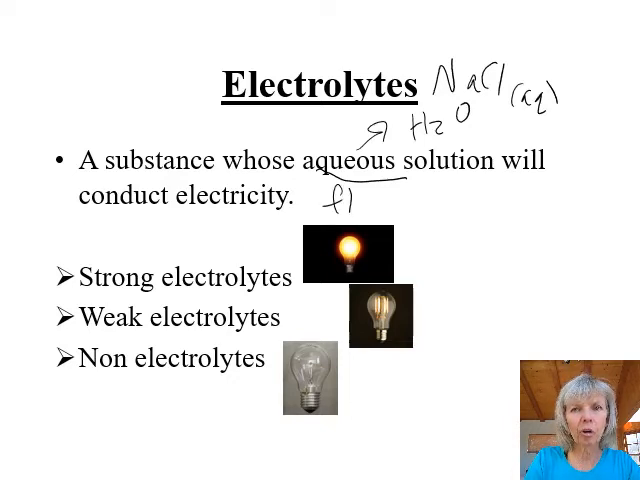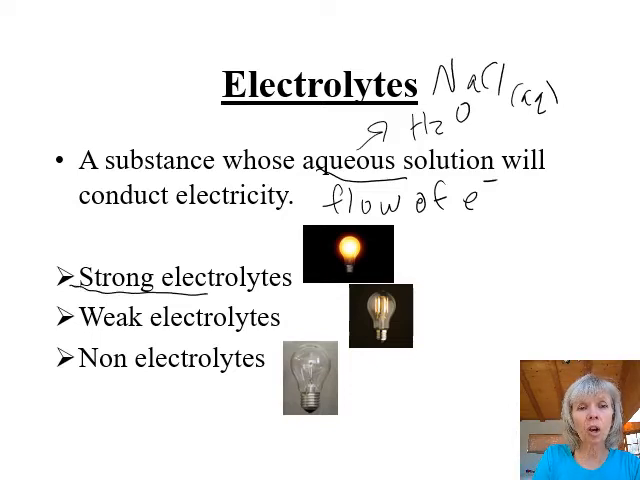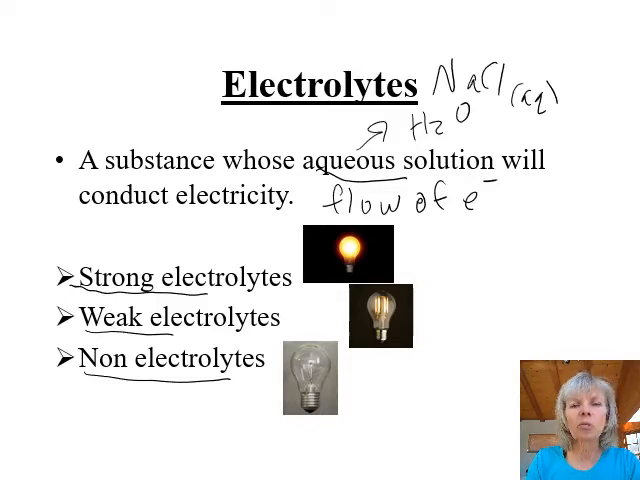Electricity is the flow of electrons. And one way we can test if we can conduct electricity is by using a light bulb. We can classify electrolytes as strong, weak, or non-electrolytes, depending on how much they light up a light bulb, which depends on how many ions are present in the solution. So you will be doing an experiment, experiment 10, on the conductivity of different solutions and classifying them as strong, weak, or non-electrolytes.